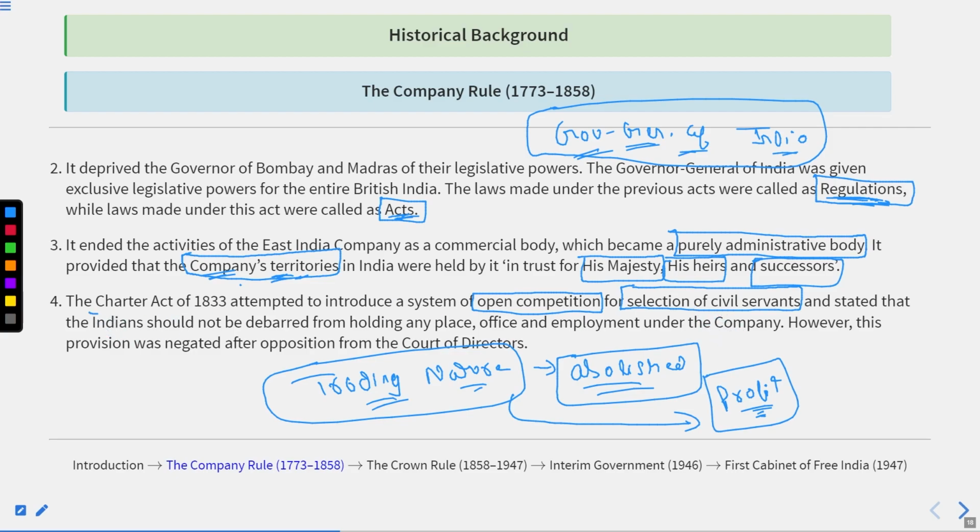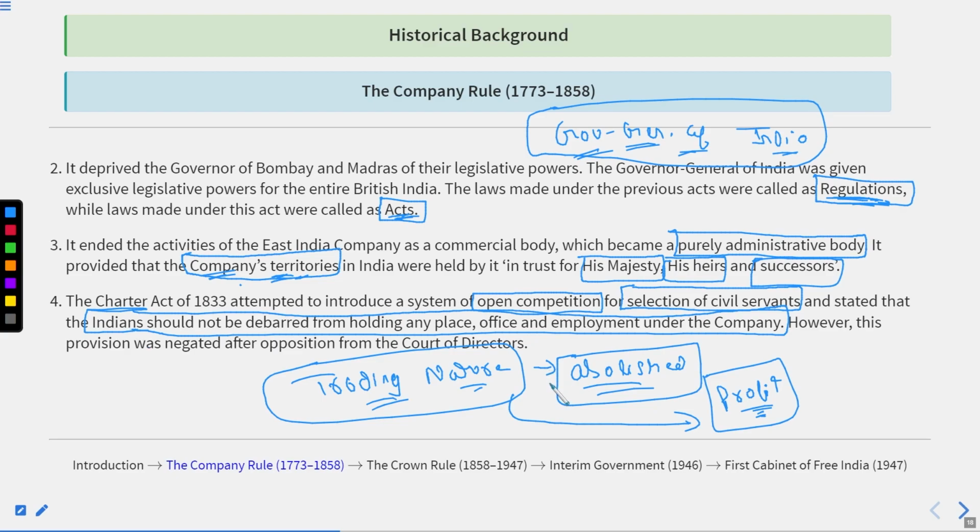Thereafter, the ban on Indians was also lifted. It means that prior to this act, the Indians were not allowed to hold any place, any office, and seek any employment under the company. But after this act, provisions were made so that the restrictions on Indians could be revoked. However, this provision was negated after the opposition from the court of directors.